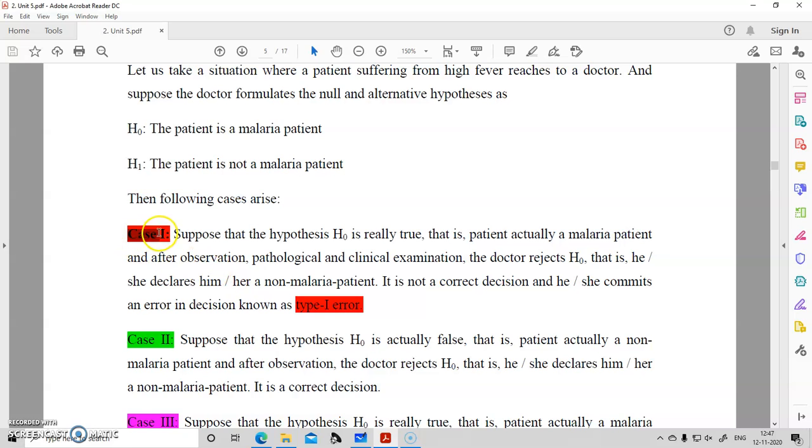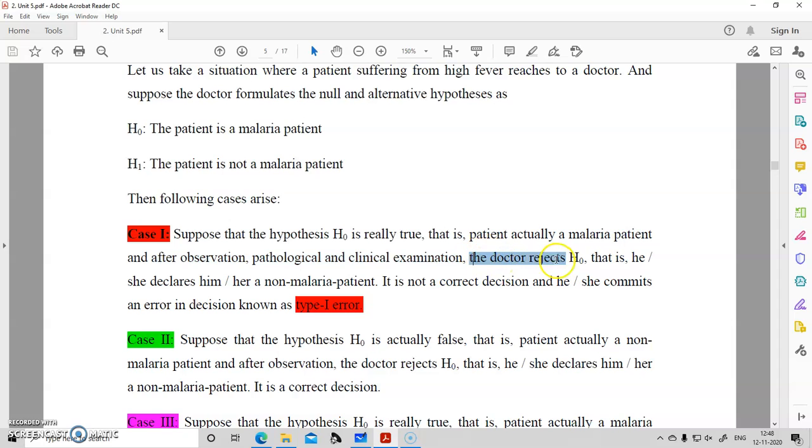So if I talk about case 1, suppose that the hypothesis H naught is really true. What is H naught? The patient is a malaria patient. That is, the patient is actually a malaria patient. And the doctor is doing the observation, pathological and clinical examination. How is the observation done? Pathologically. Take the blood sample and, using the blood sample, test it clinically.